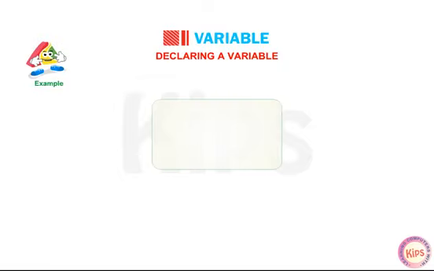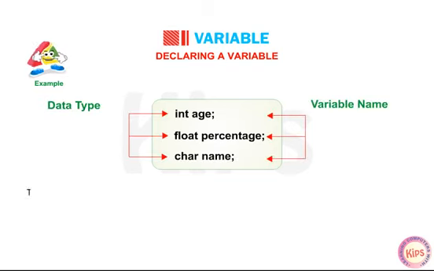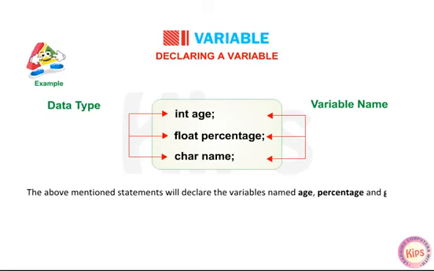For example, int age; float percentage; char grade. The above-mentioned statements will declare the variables named age, percentage and grade of data types integer, float and character respectively.